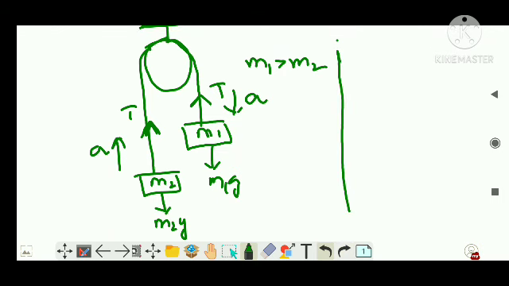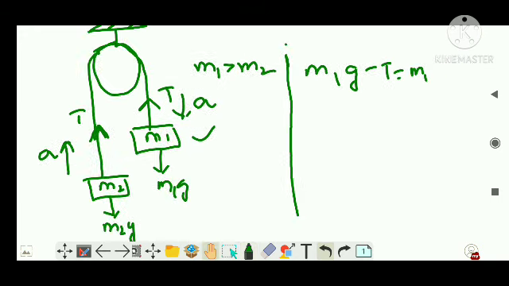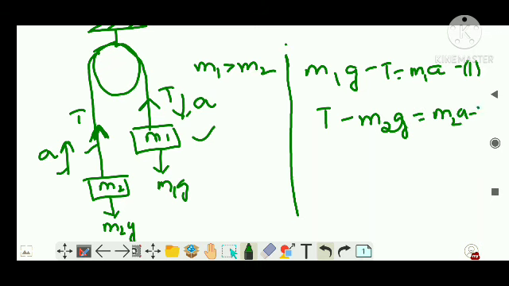So how can I write for the first mass? I can write m1g, in the direction of A, positive, minus T, opposite direction to A, is equal to m1A. Let's make this the first equation. Now for mass 2, what can I write? T and A are in the same direction, so T is positive, then m2g is negative, is equal to m2A. That is your second equation.